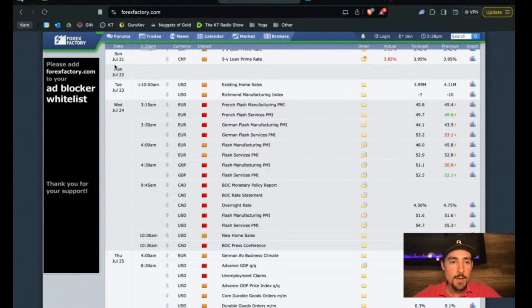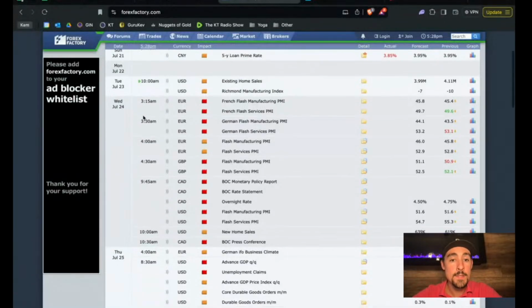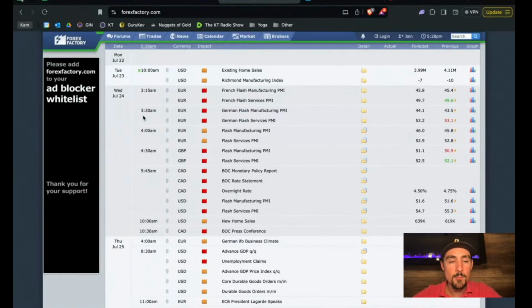We can see that Monday, we had literally nothing going on today. Still, for the indices at least, we saw some movement today, but nothing really too crazy. Tomorrow, also not really a whole lot going on. There is some news for the dollar at 10 a.m. But Wednesday is like the day. Wednesday and Thursday are the two days that I'm looking forward to most this week because they have the most red folders.